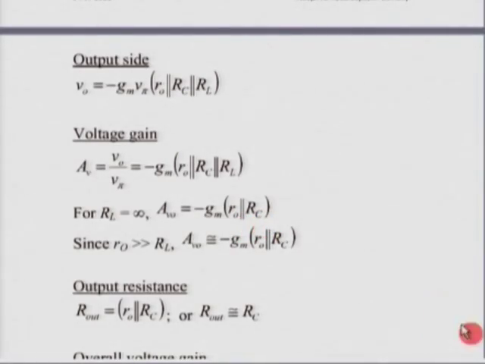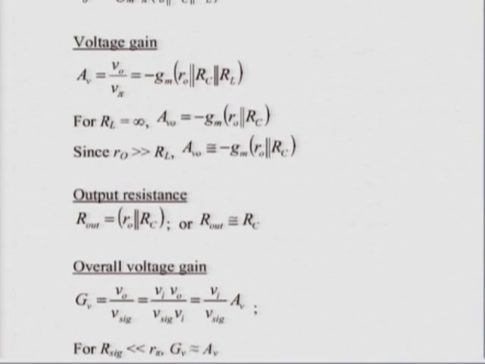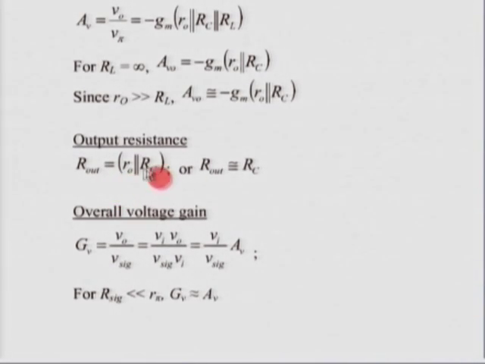This is because the early voltage V A for most of the transistors could be of the order of about 200 volts. So, if you are talking about 1 milliamp and 200 volts, then R naught is much, much, much higher. So, most of the time you would find that the open circuit voltage gain is nothing but minus of gm times R C. Now, coming to the output resistance, it would be nothing but R naught parallel R C, or we can say, as we said, R out would be approximately equal to R C, since small R naught will be very high.